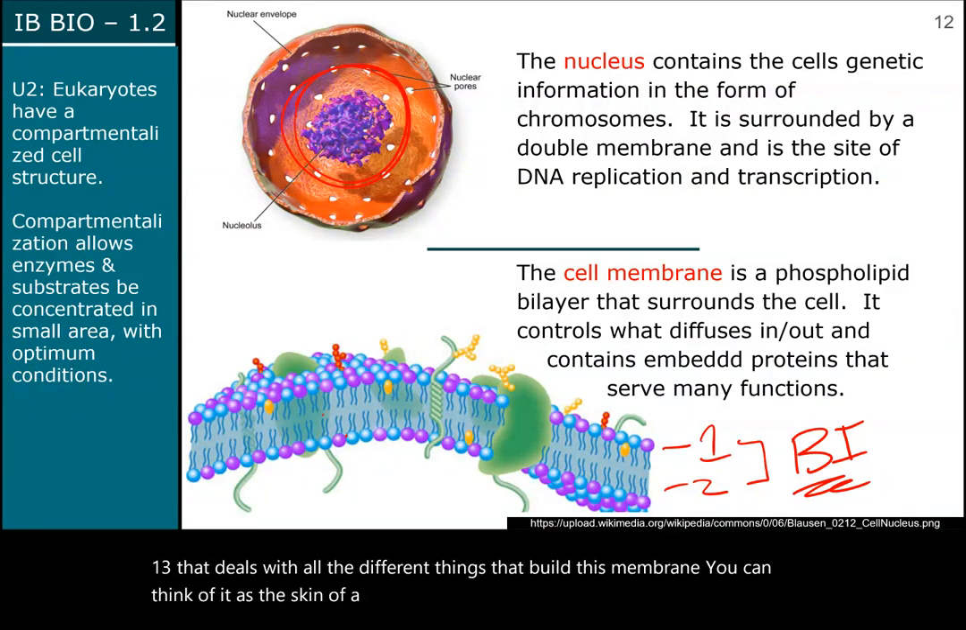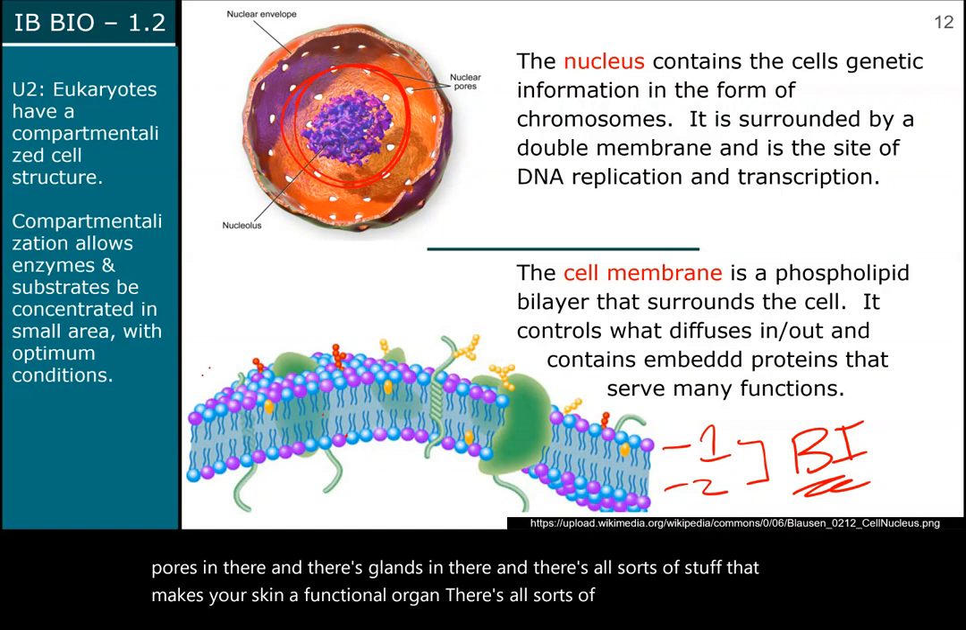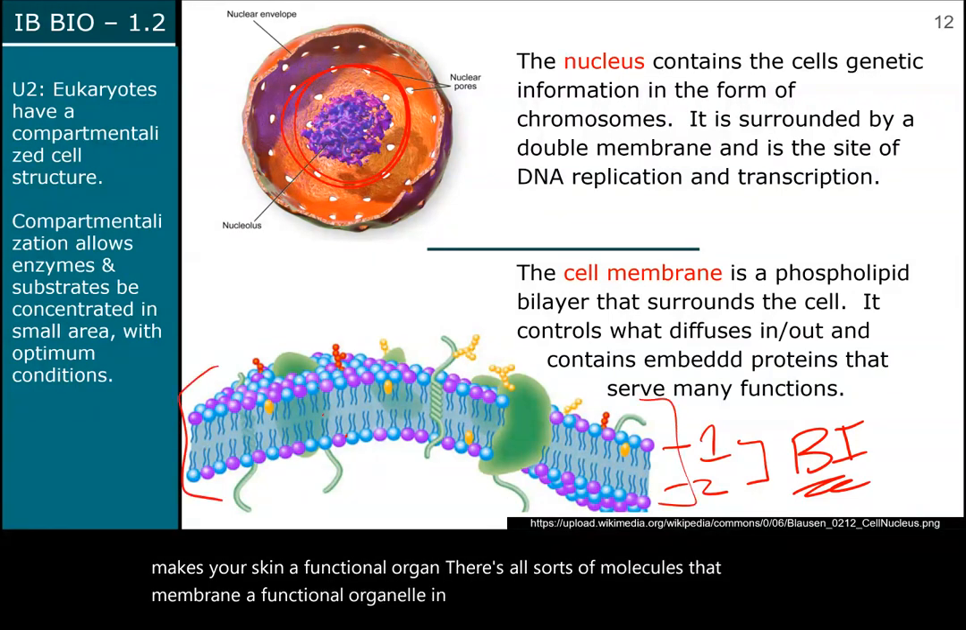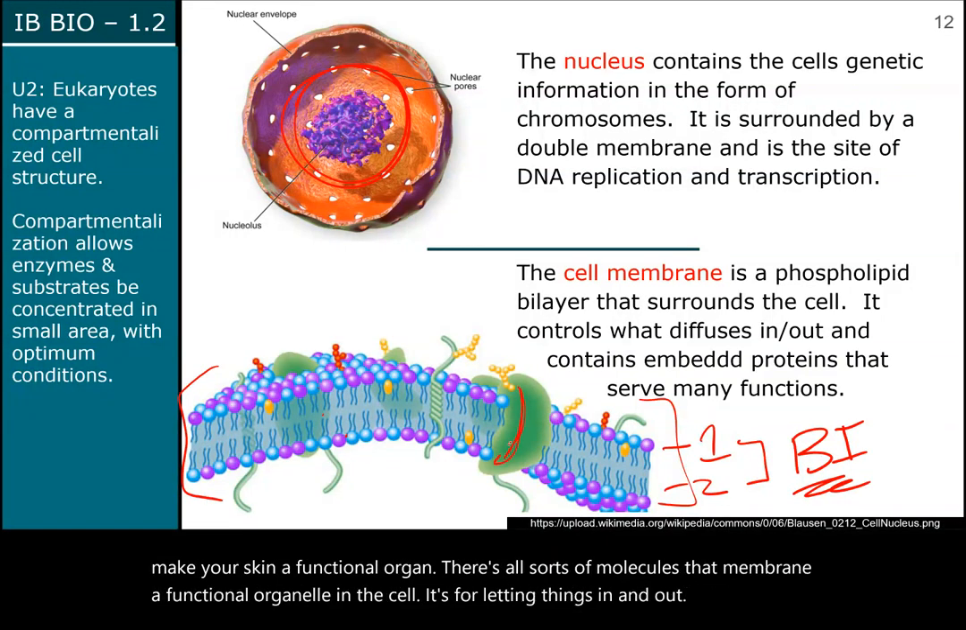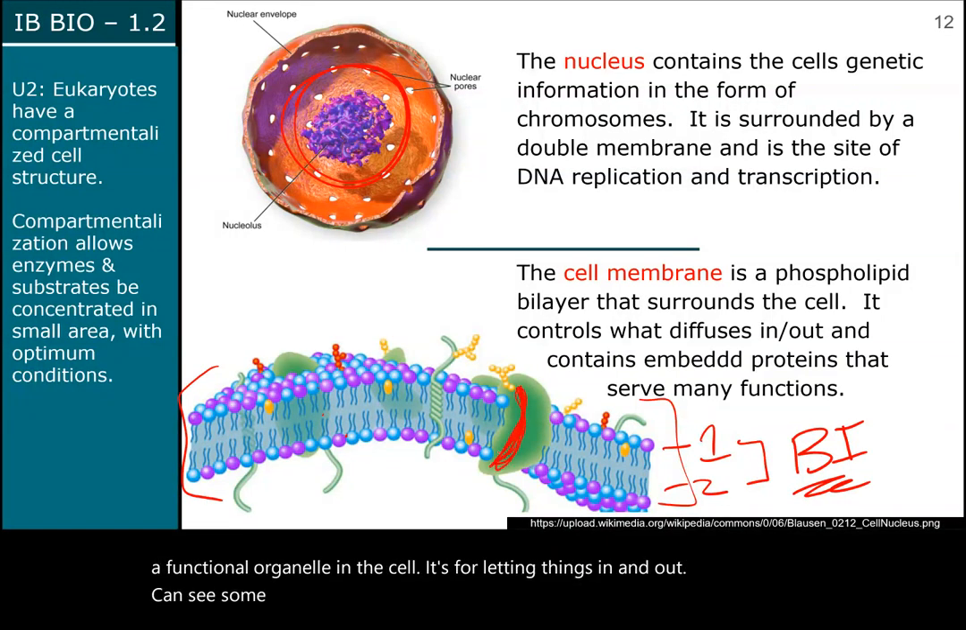And just like your skin isn't just skin, there's pores in there and there's glands in there and there's all sorts of stuff that make your skin a functional organ. There's all sorts of molecules that make the membrane a functional organelle in the cell. It's responsible for letting things in and out. You can see some facilitated protein channels right here. We have some signaling molecules here.